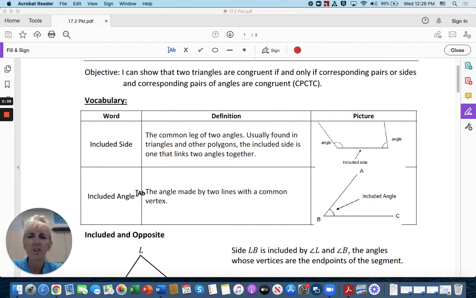Then we have an included angle, the angle made by two lines with a common vertex. So we have two lines here, and here's the angle made by a common vertex. Vertex is the point where these two lines meet. So that would be a vertex at point B.